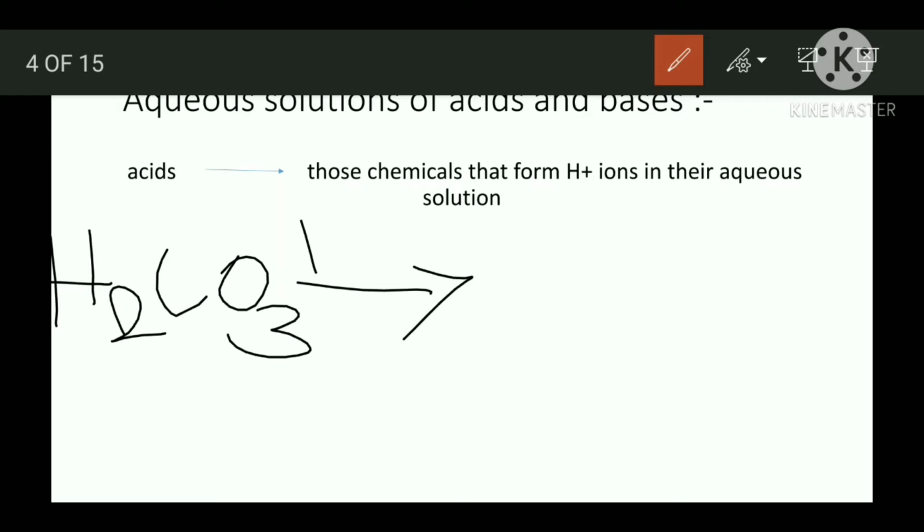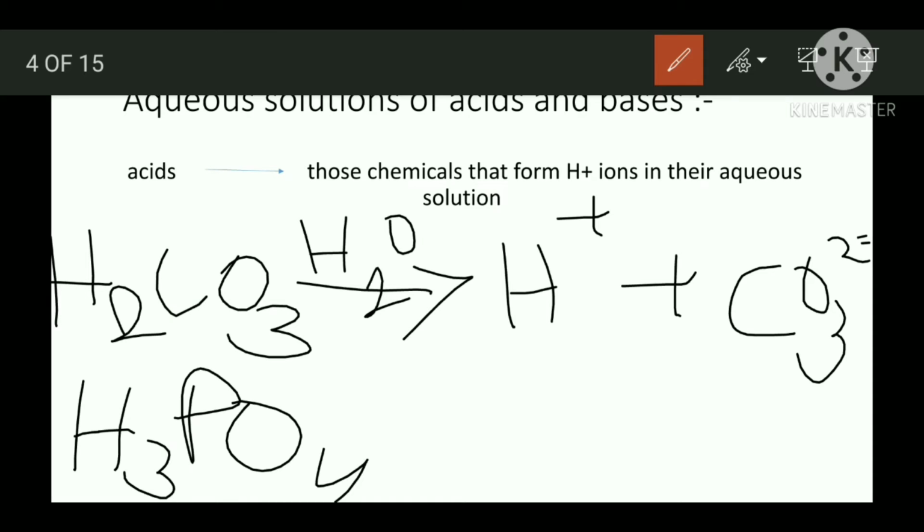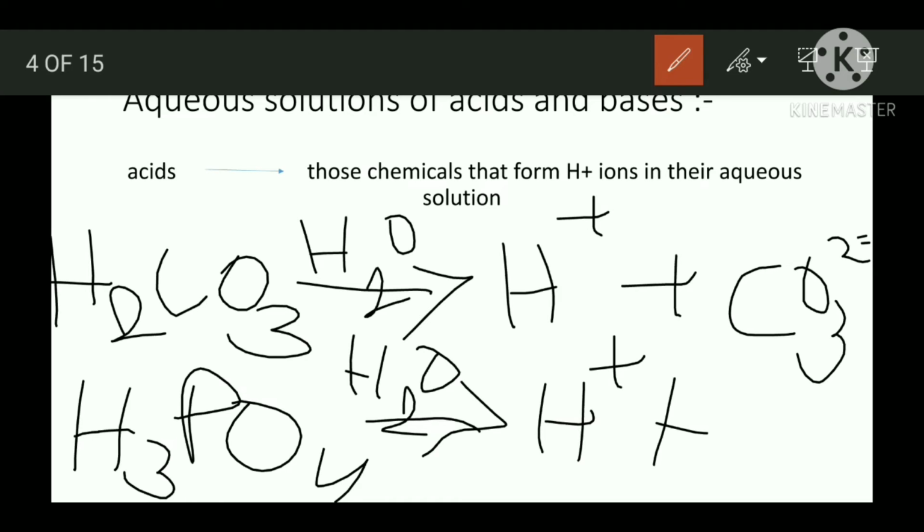H2CO3 and dissolve it in water. Again here you will get H plus and CO3 2 minus. And the next example is H3PO4. If you dissolve H3PO4 in H2O you will get H plus and PO4 3 minus.